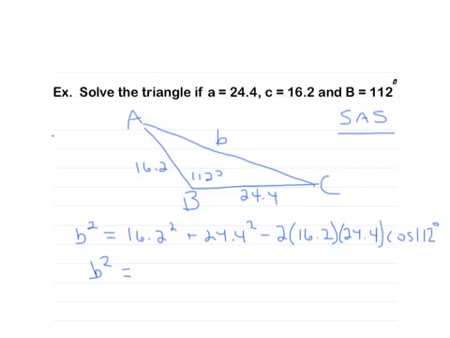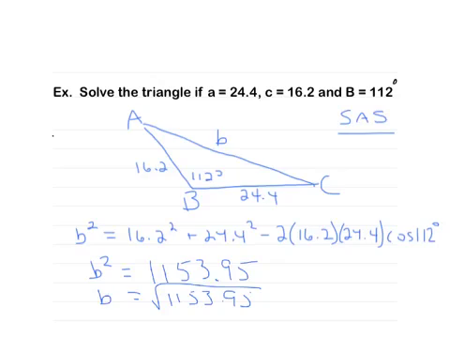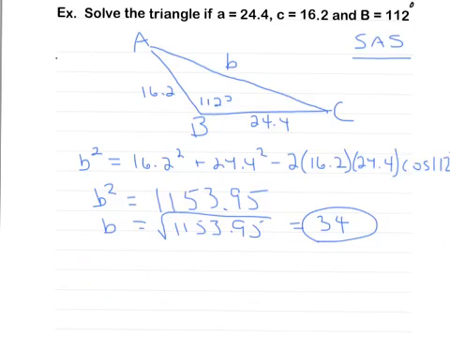So when I put this into my calculator, I get 1,153.95. And that's what b squared is. So b is going to be the square root of that. And I get it to be 34 if we round it off. So my b equals about 34. Now I can use my law of sines. Since I have the angle B and side b, I can find my angle A or my angle C using my law of sines, which is a little bit faster.